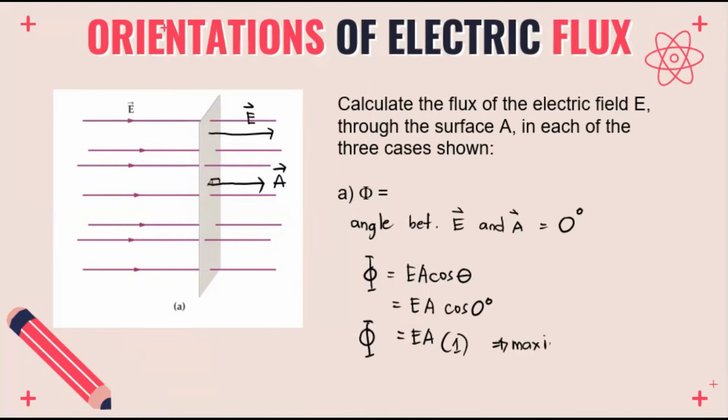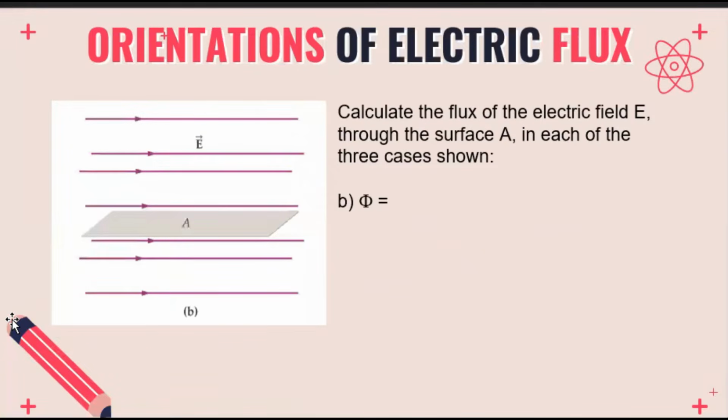So we have to multiply the magnitude of the electric field to our surface area vector. Since cosine 0 is equal to 1, in this kind of orientation the magnitude of our electric flux would be at the maximum. Okay, let's move forward with our second type of orientation.